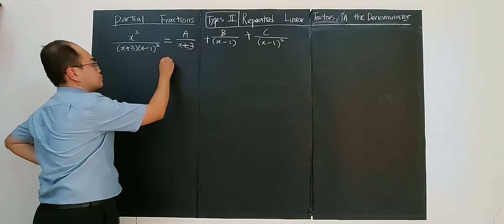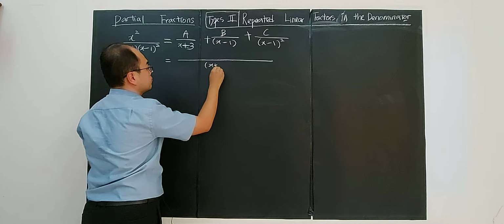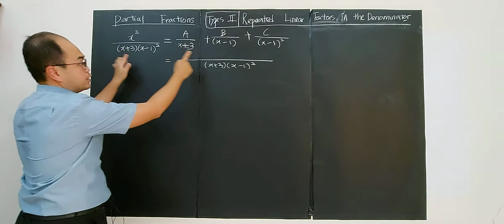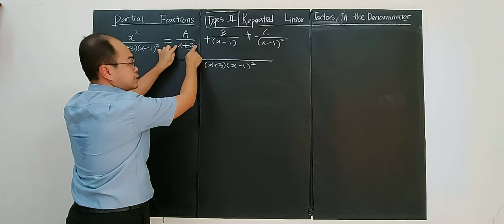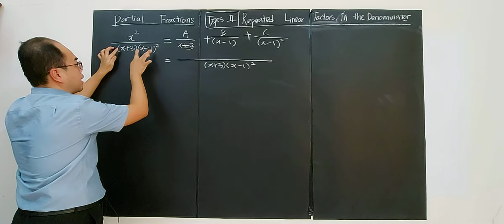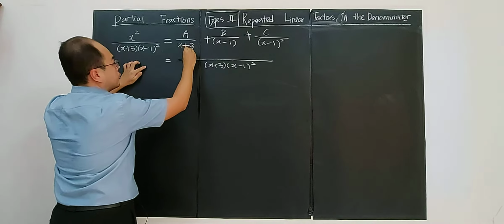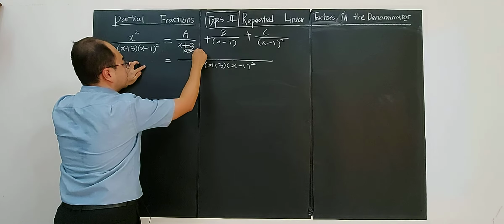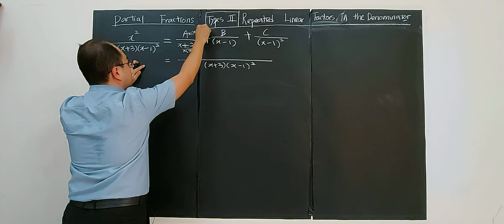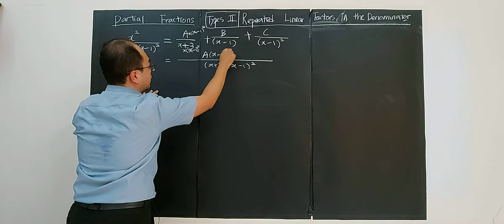At first, same thing, you have to combine the fractions. You have x plus 3, x minus 1 to the power of 2. Because you see, you need this. In order for the denominator to be in this form, you have to multiply with x minus 1 squared. Of course, if you multiply the denominator, the numerator also has to be multiplied. So for A, you will have x minus 1 squared.